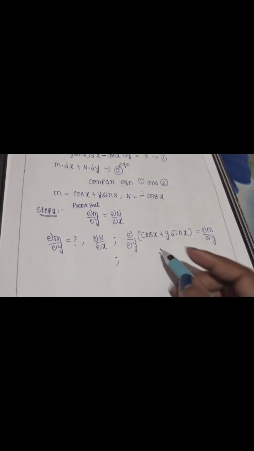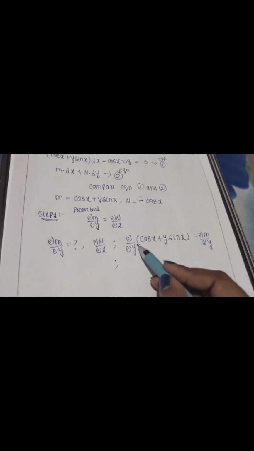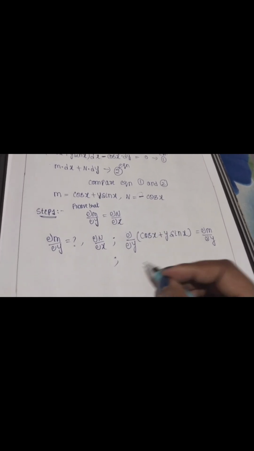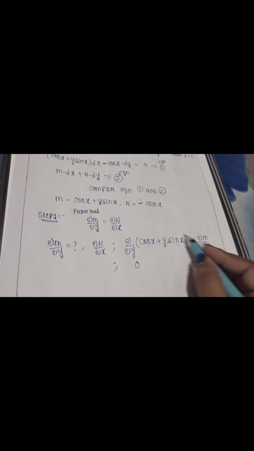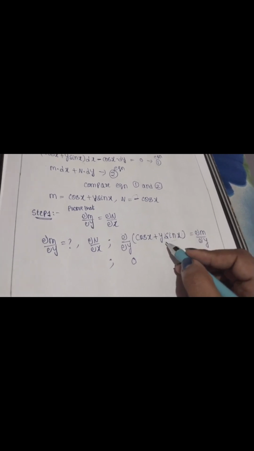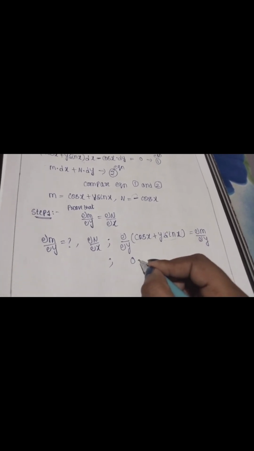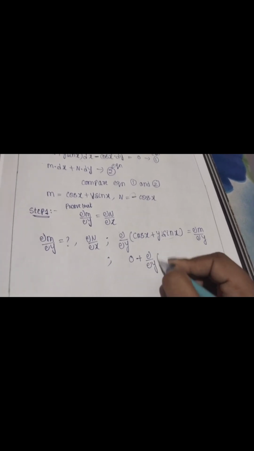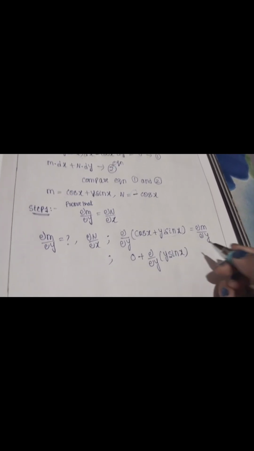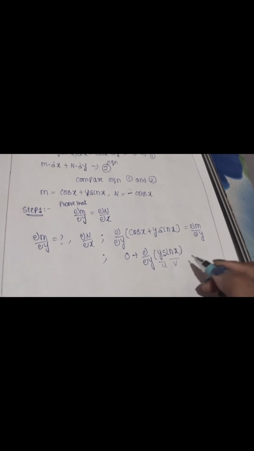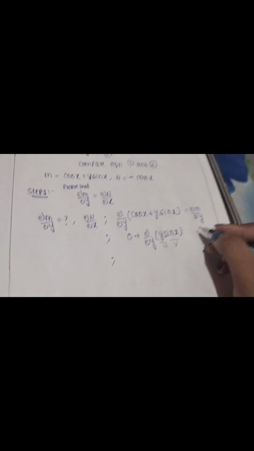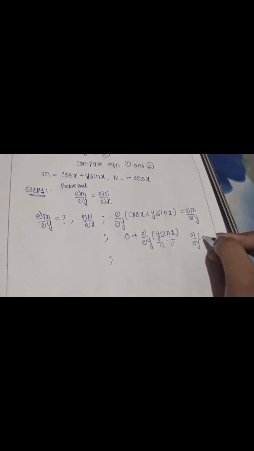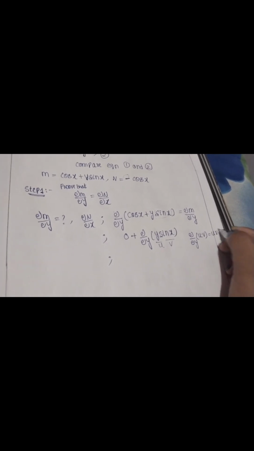Now differentiation of cos x with respect to y gives 0. Here we do have a y term over here, so we start partial differentiating. So here we do dou by dou y of y into sin x. Here we follow the UV formula actually, that is u into v dash plus v into u dash. So dou by dou y of u into v equals u into v dash plus v into u dash. This is the formula.